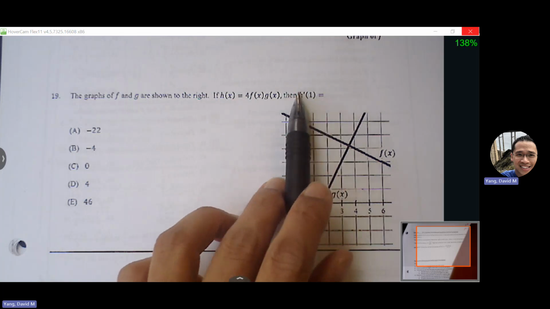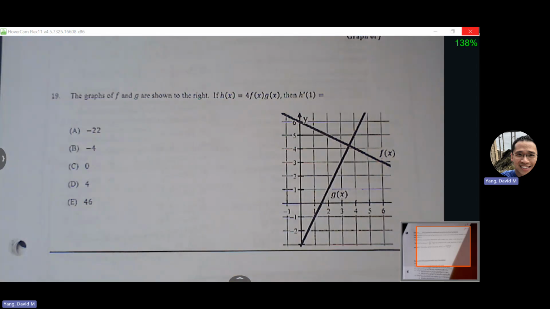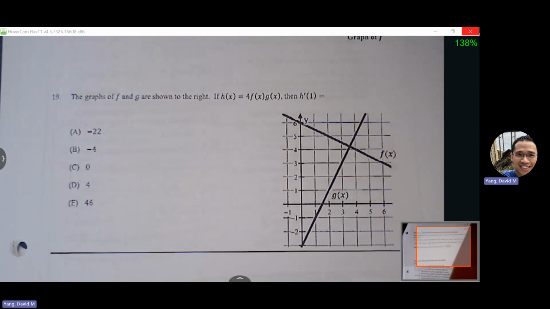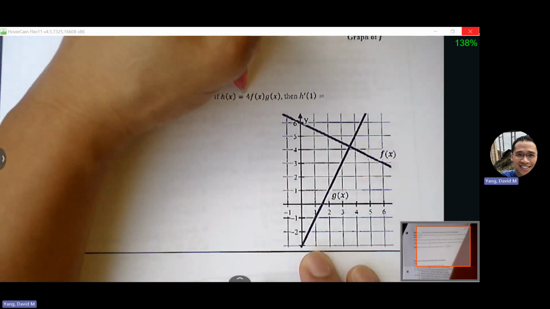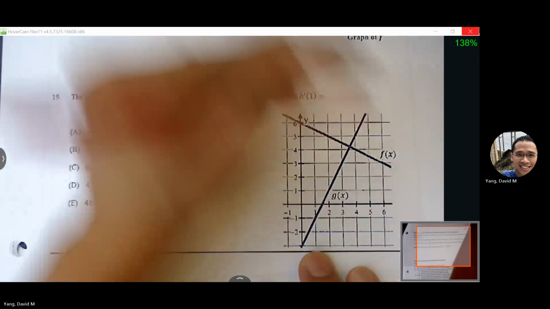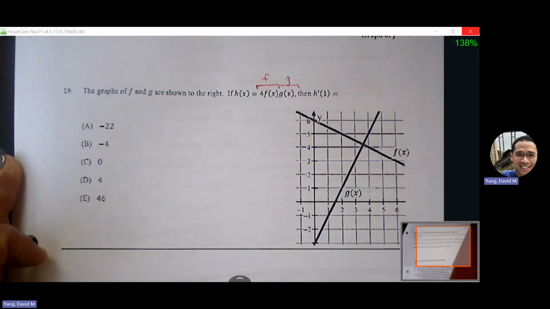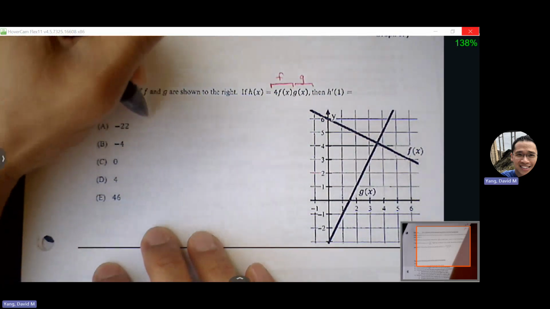Before we can find h prime of 1, we're first going to do what? H prime of x. Yeah, let's find the derivative function first, then we can worry about what to do with that 1. So what's needed if I want to find the derivative? Any special rule? Product rule. I'm going to let that 4 tag along with the f of x. So let's build out the derivative using product rule. Then we can see how we can use the 1 to help us get it down to a number selection.